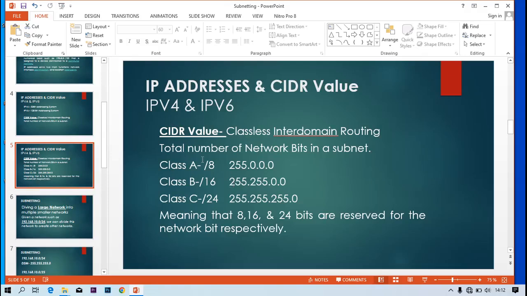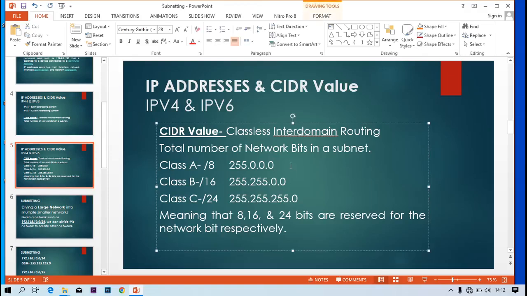Now, a class A network of IP version 4 has a default subnet mask of 255.0.0.0. Class B has a default subnet mask of 255.255.0.0. Class C has a default subnet mask of 255.255.255.0.